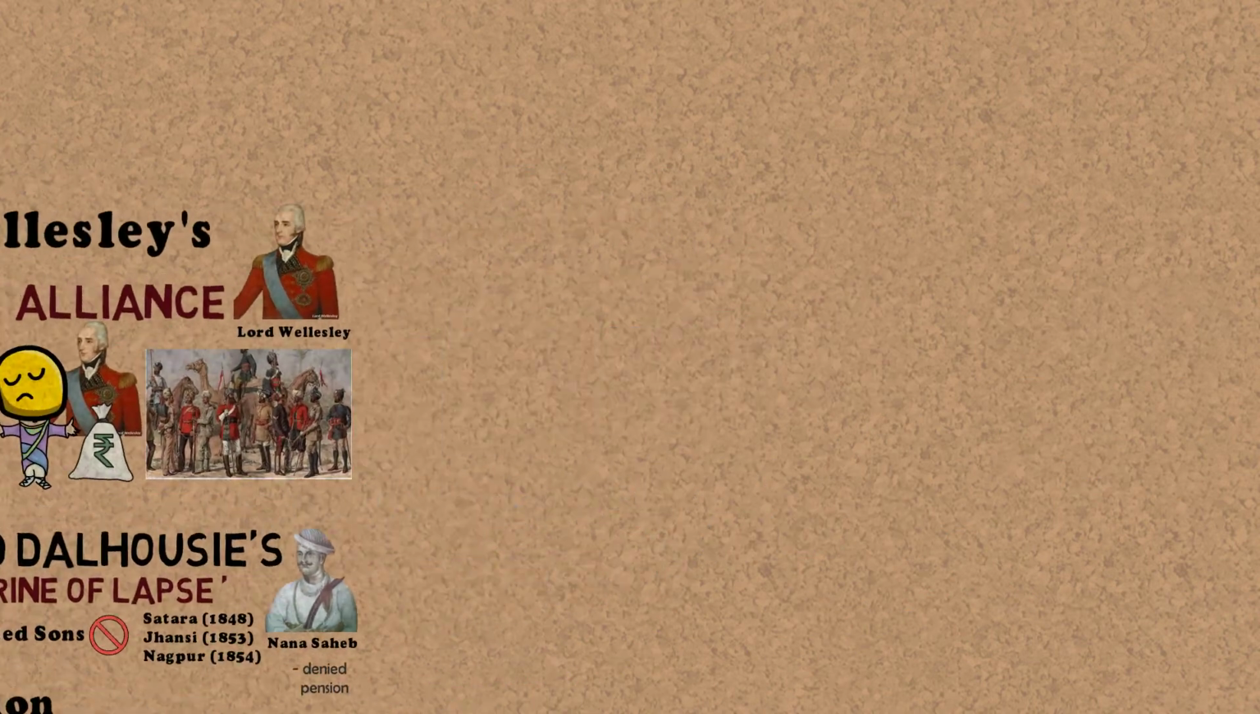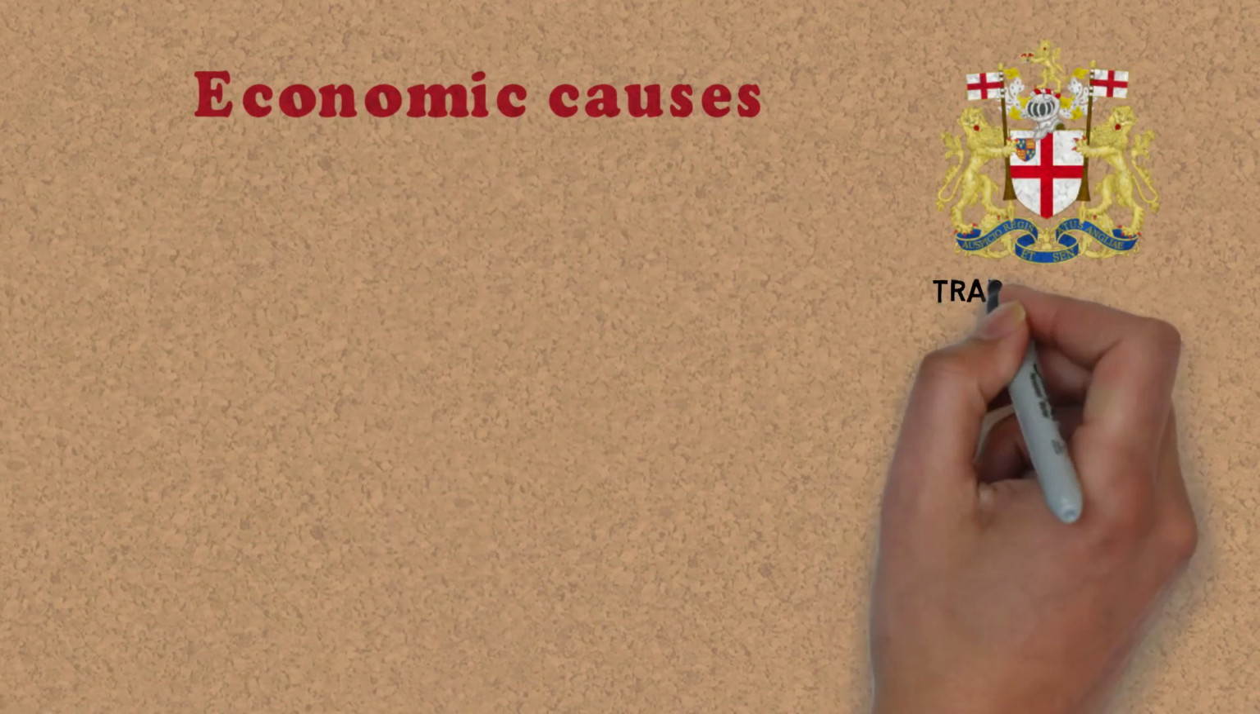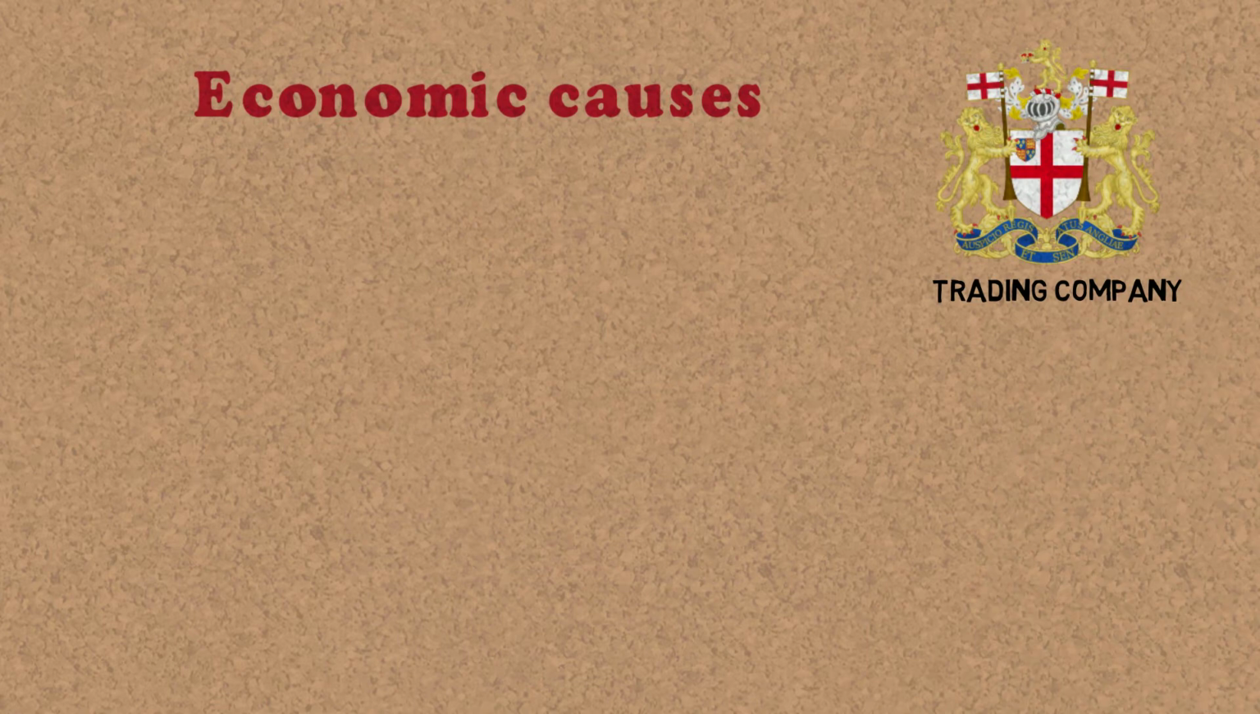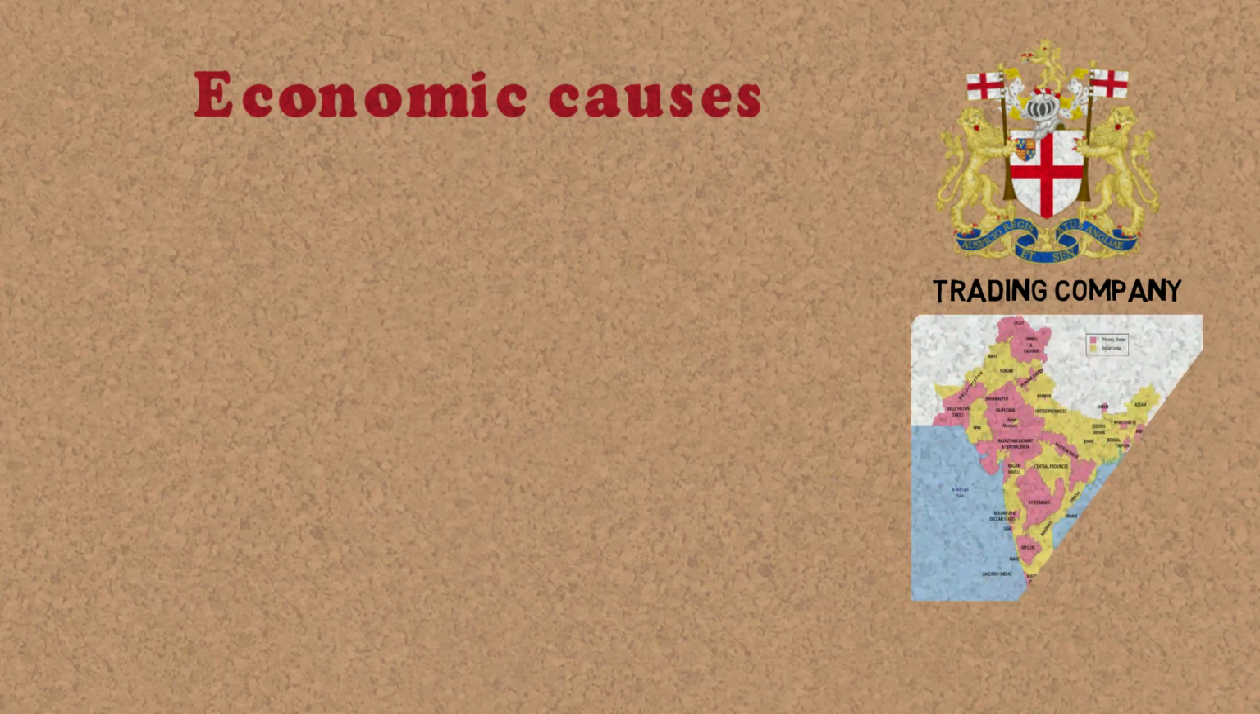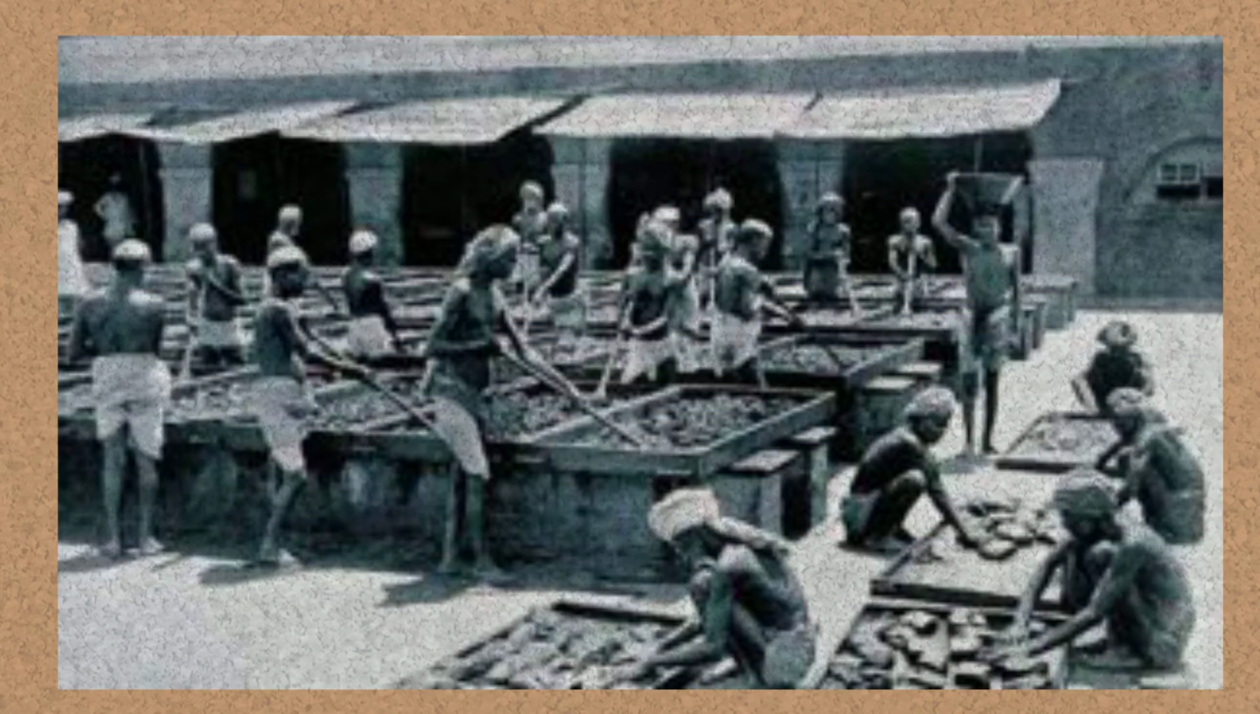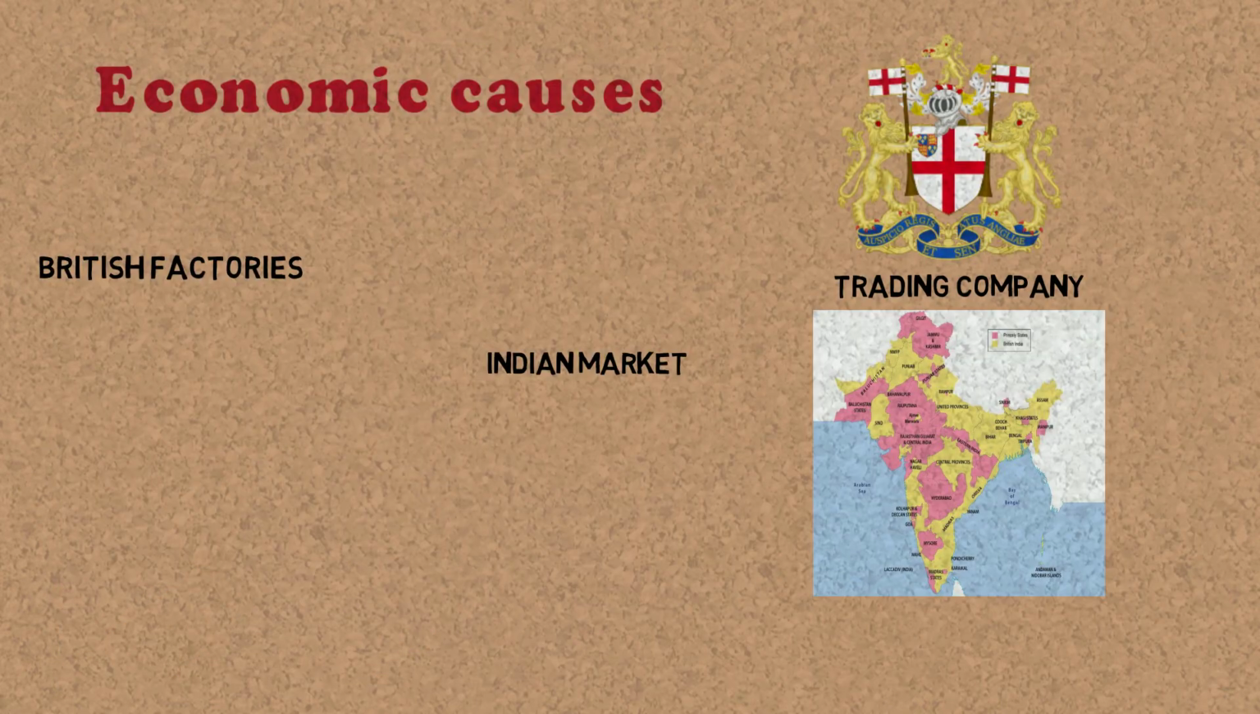Now let's see the economic causes for discontent among the Indians. The East India Company was after all a trading company. The whole purpose of gaining Indian territory was to exploit this golden bird called India. The economic policies of the British completely destroyed the traditional economic fabric of India. How did they do that?